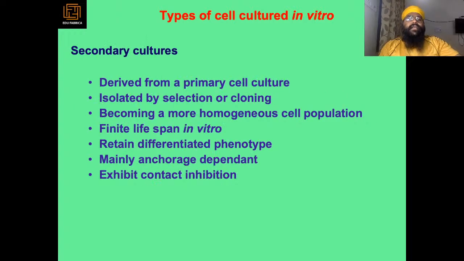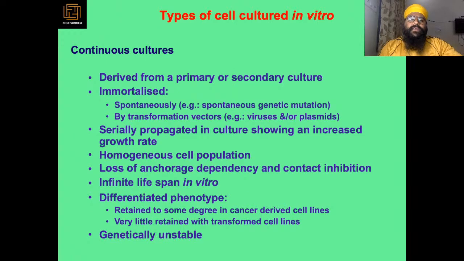Then secondary cultures are developed from the primary cell culture, isolated by selection or cloning, becoming a more homogeneous cell population. They have a finite lifespan, can retain differentiated phenotypes, are anchorage dependent, and exhibit contact inhibition. The third type is continuous culture. These are derived from primary or secondary culture. They are immortalized spontaneously or by transformation vectors, serially propagated in culture, showing an increased growth rate, homogeneous cell populations, and loss of anchorage dependency and contact inhibition.